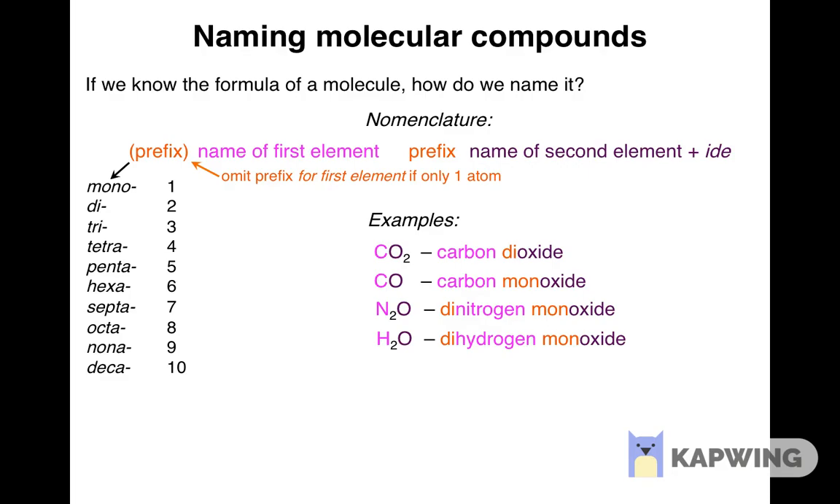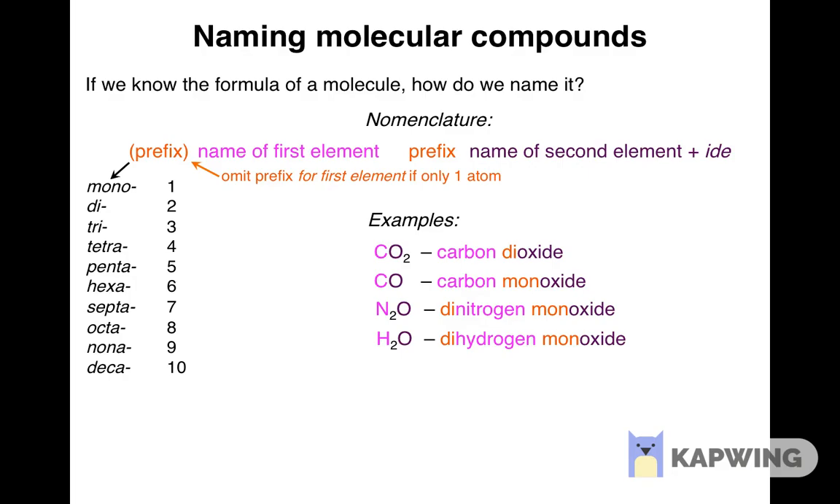Of course, the second element in the compound doesn't always have to be oxygen. If the second element is nitrogen, the name of the compound will end in nitride. If it is sulfur, the name of the compound will end in sulfide. If it is fluorine, chlorine, or bromine, it will end in fluoride, chloride, and bromide respectively, and so on.